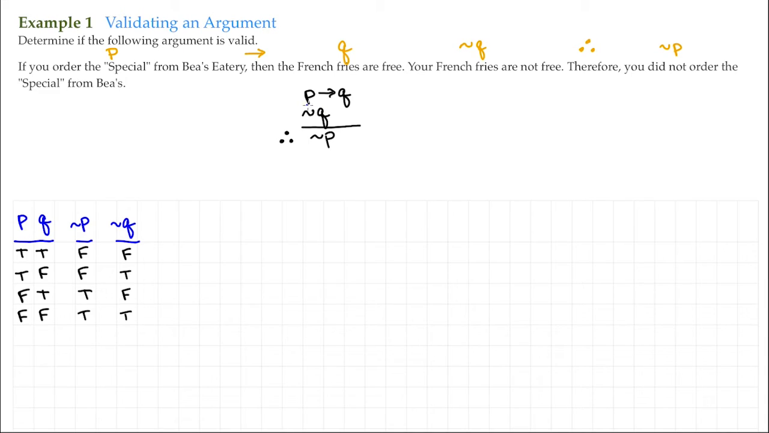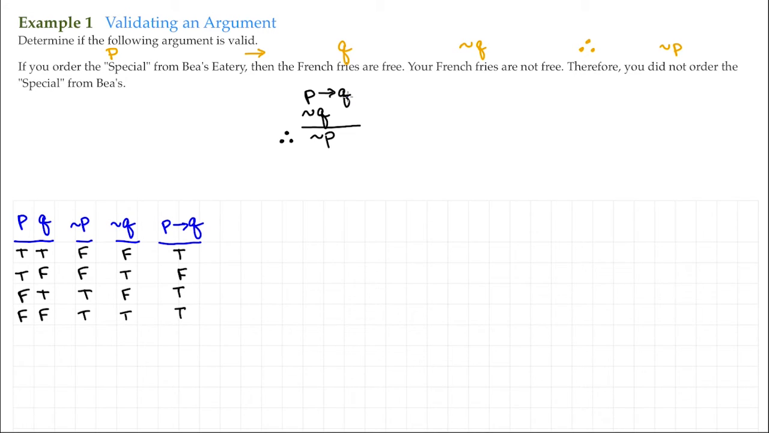Then I'm going to figure out the truth table for if P then Q. And of course we know for the truth table for conditional, the antecedent must be true and the consequent must be false. That happens right here. That's when the statement is false. Other than that, it's true.